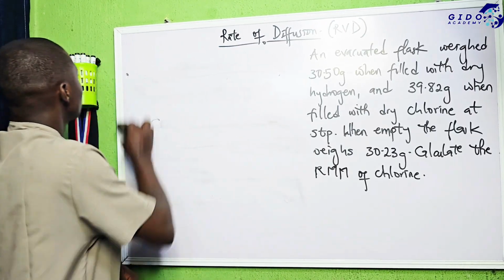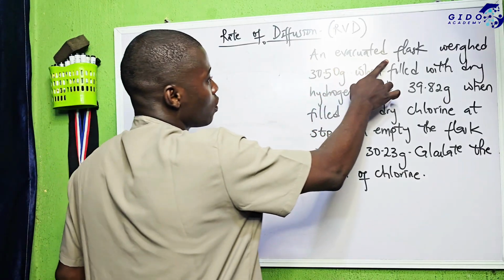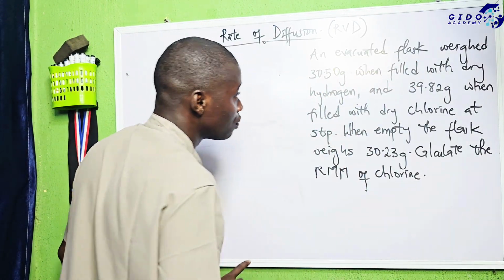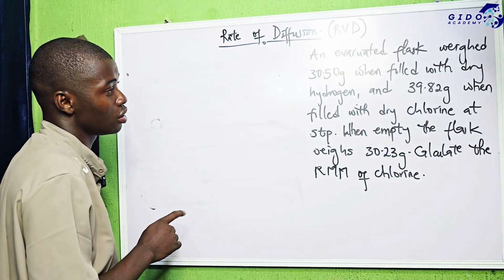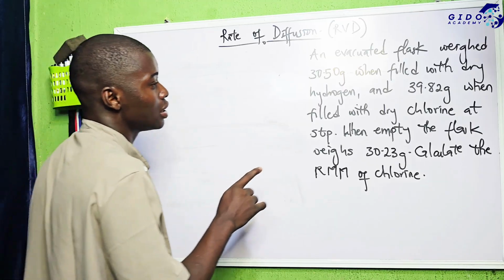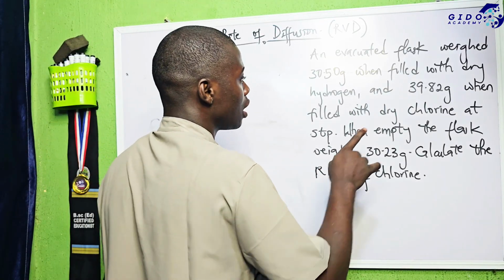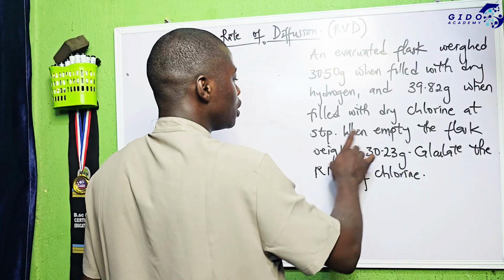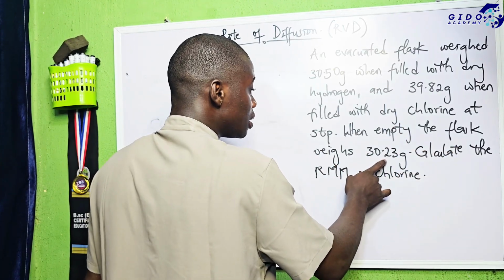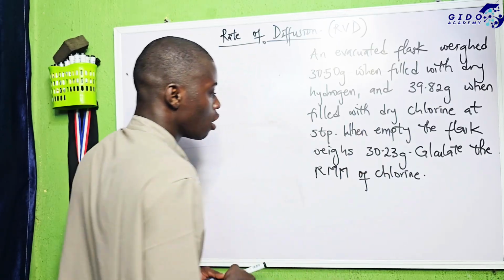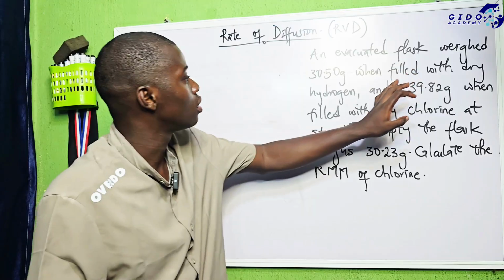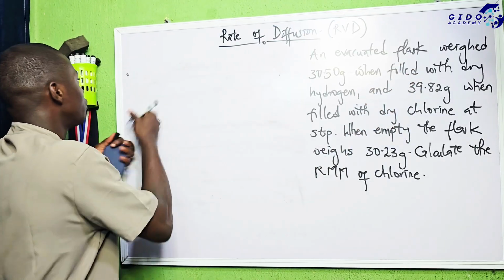So let's go through the question. The question says, an evacuated flask weighs 30.50 grams when filled with dry hydrogen, and 39.82 grams when filled with dry chlorine at STP. When empty, the flask weighed 30.23 grams. Let's go again, the dry hydrogen.